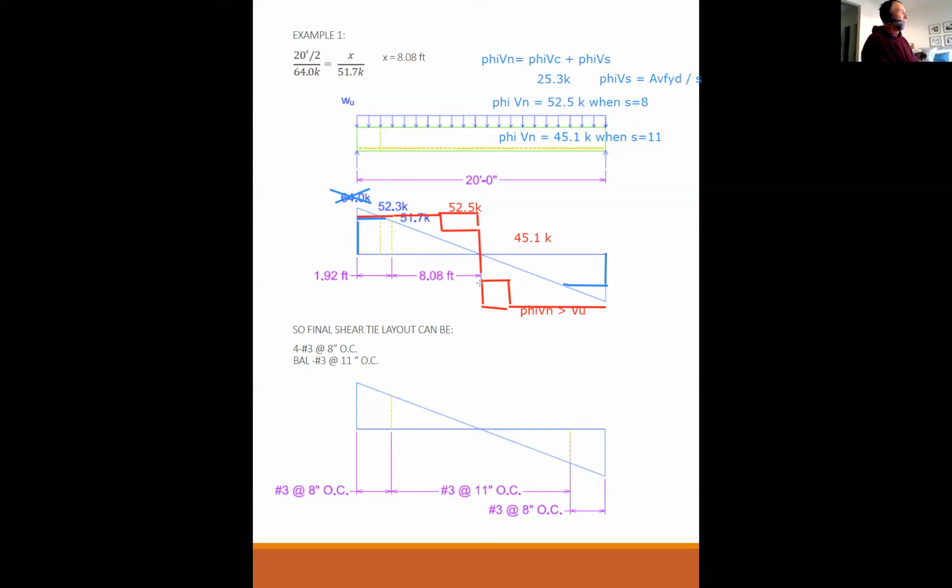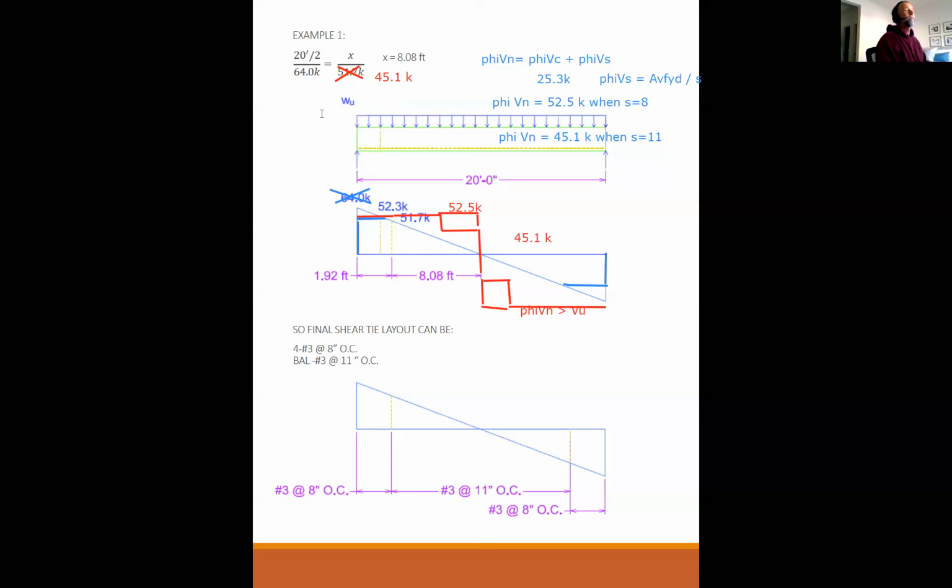Professor, the way we figure out where we drop to change the number of ties is through similar triangles, where you find that distance x from the center. Yes, from the center. The only thing is I put the wrong number right there. That was my mistake. That number should be the 45.1 kips.